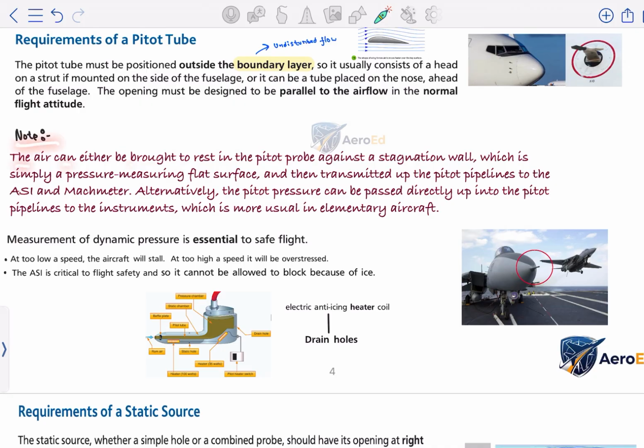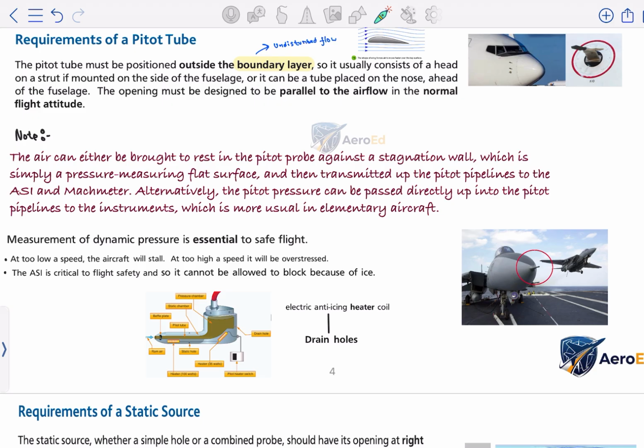The air can either be brought to rest in the pitot probe against a stagnation wall, which is simply a pressure measuring flat surface, and then transmitted up the pitot pipelines to the ASI and Mach meter. Alternatively, the pitot pressure can be passed directly up into the pitot pipelines to the instruments, which is more usual in elementary aircraft. So in this note it is written that there are two ways by which the instruments work by the use of a pitot tube, right?